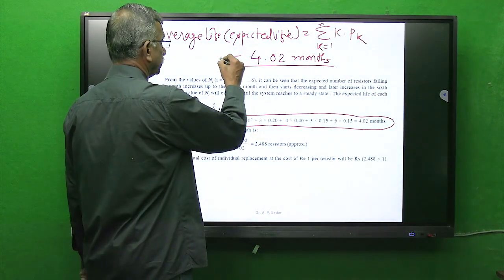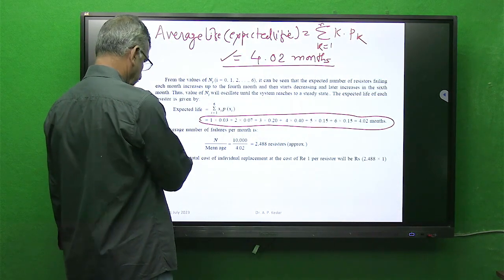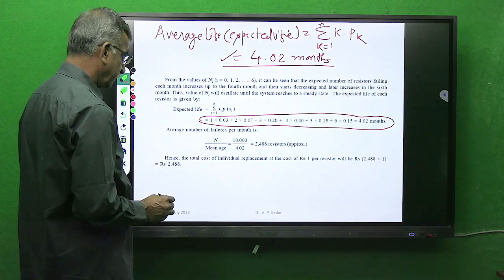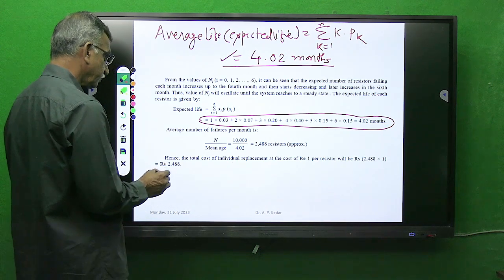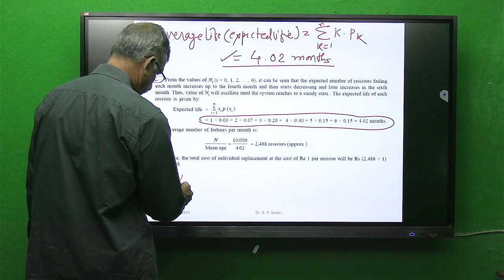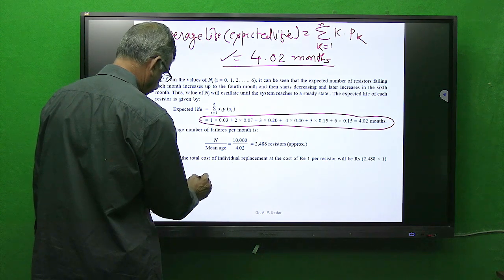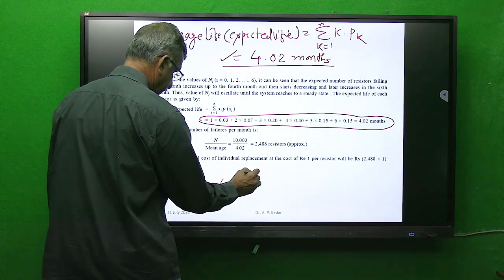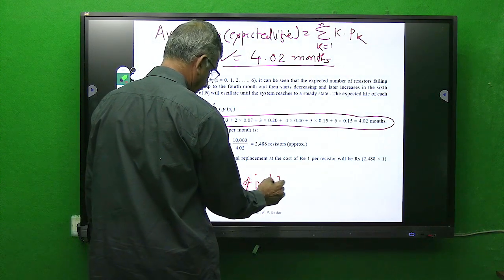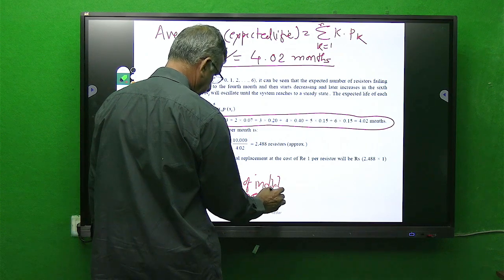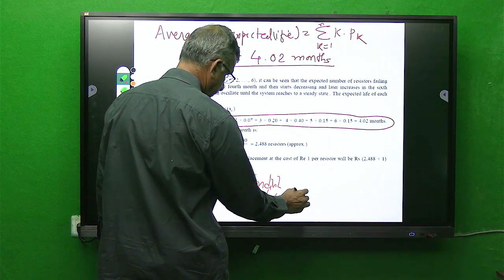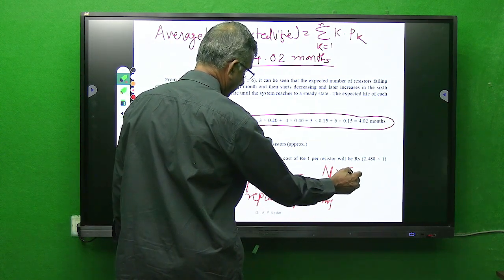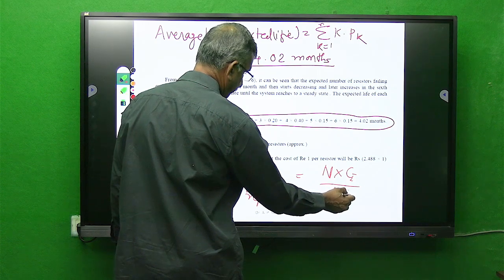Now once we know this, we have calculated the average life. Next, the average cost of individual replacement per month. Here we'll write the replacement cost per month, which will be equal to N into CI upon average life.